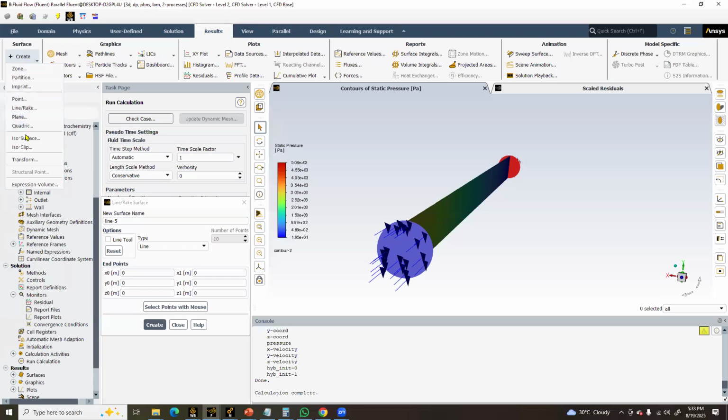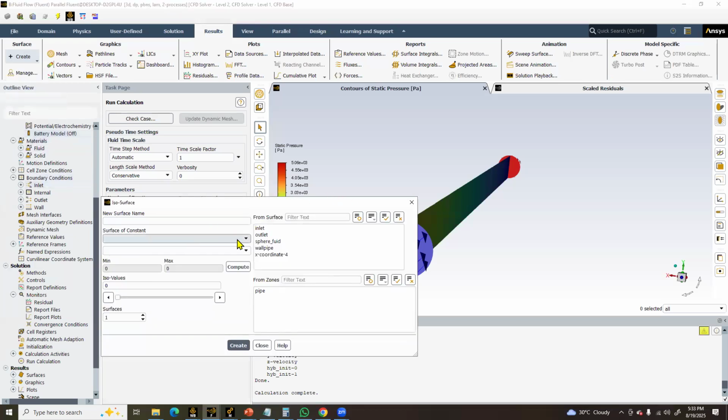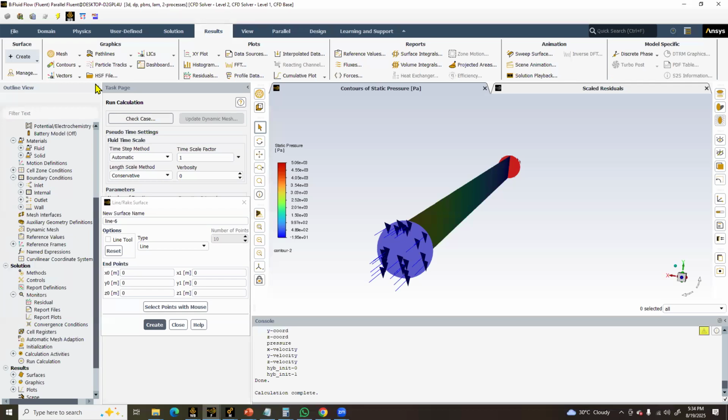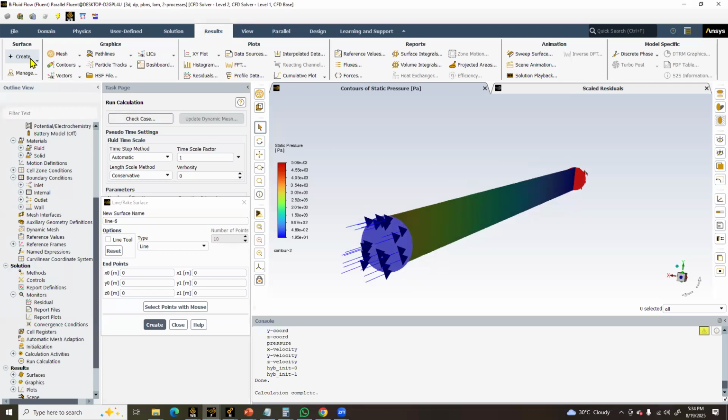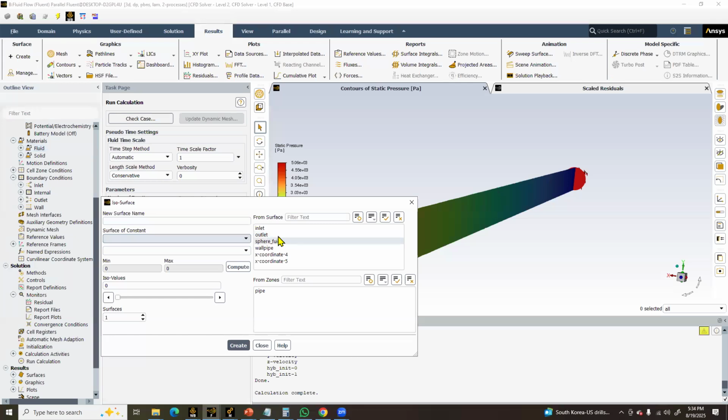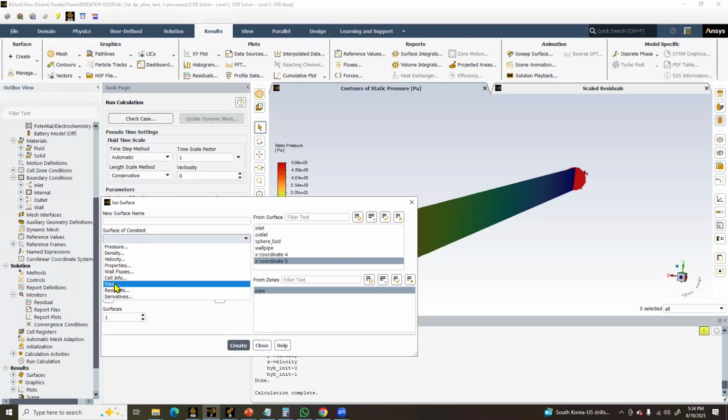Before I draw the line, I'm going to draw one isosurface. This is going to be a complete plane, like this one. Now I will be using the isosurface between the wall of the pipe and this x coordinate 5, of the mesh, and the same again at the x coordinate.